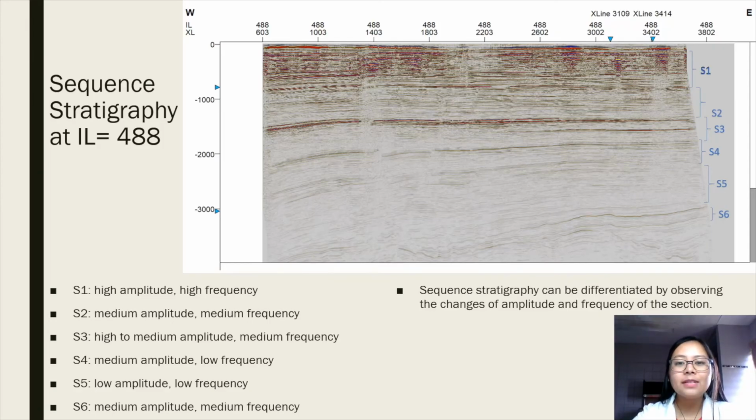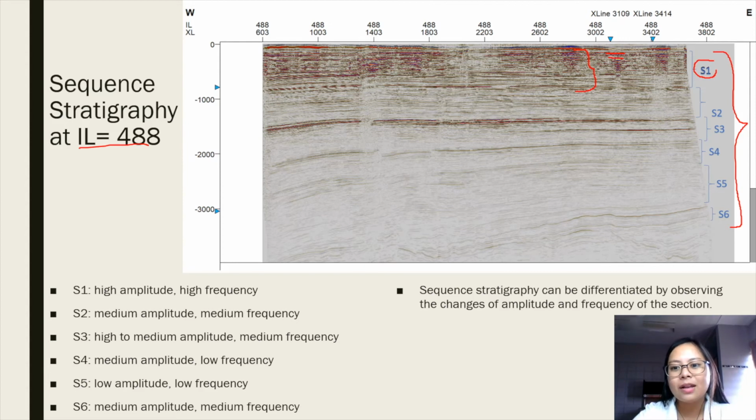Okay, now I will present the sequence stratigraphy at inline 488. From this seismic section, we can see a total of 6 sequence stratigraphy, and we can differentiate the sequence stratigraphy by looking at the changes of amplitude and frequency. For the first sequence stratigraphy, it has high frequency with high amplitude, where we can see the amplitude here is very high and it is very distinguishable.